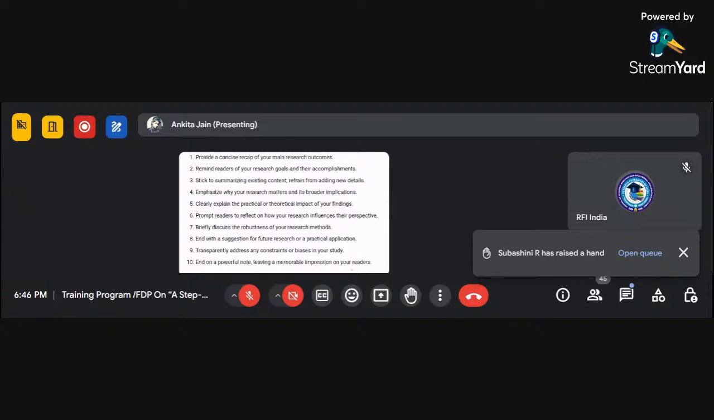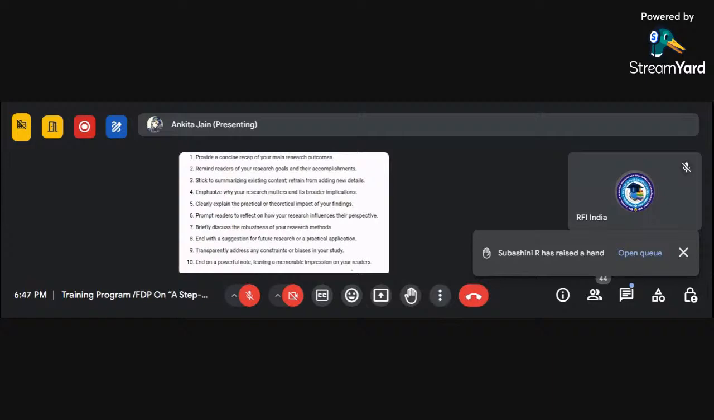Emphasize why your research matters and its broader implications. As I told you, the importance of your study and the implications coming out of it. Clearly explain the practical or theoretical impact of your findings. The findings you have already made, but now you just write a paragraph on it and mention some of the findings which have some practical or theoretical impact. Prompt readers to reflect on how your research influences their perspective. Also, whenever people read the title, they are seeking something, so make sure your conclusion reflects on your research.